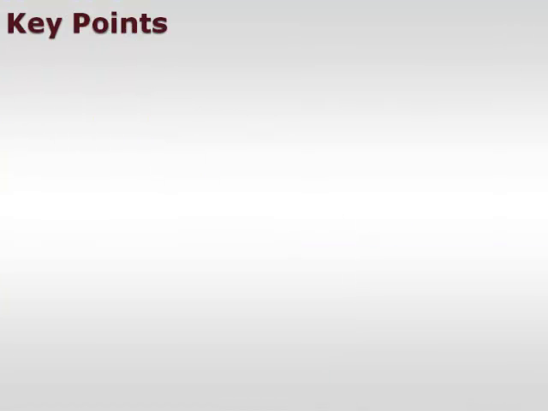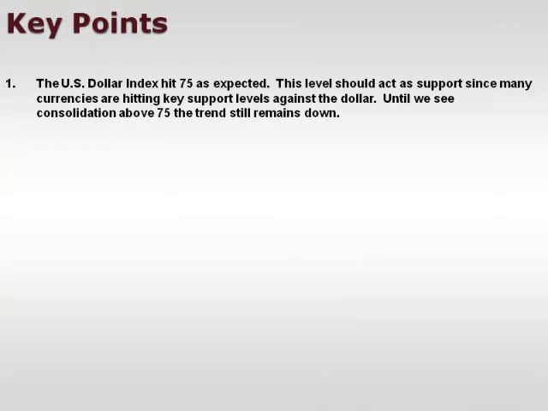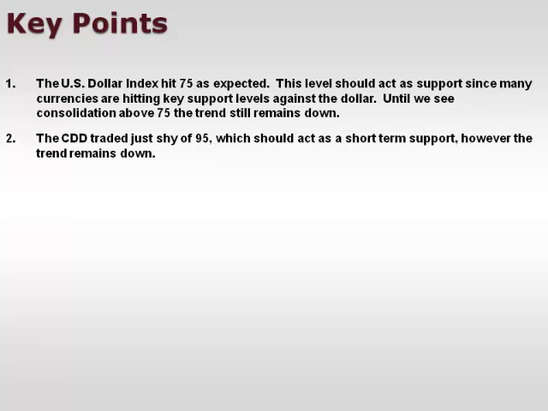Let's take a look at a few of our key points. First of all, the U.S. dollar index hit 75 as expected. This level should act as support since many currencies are hitting key support levels against the dollar. Until we see consolidation above 75, the trend remains to the downside. The CDD traded just shy of 95, which should act as a short-term support level. However, the trend remains down.